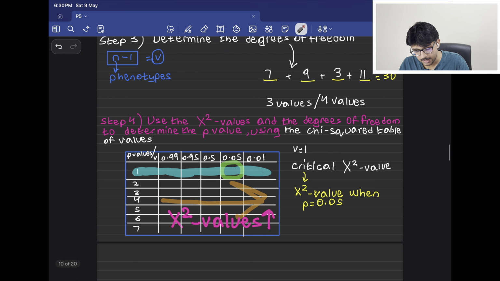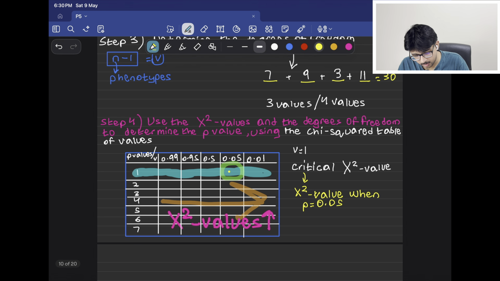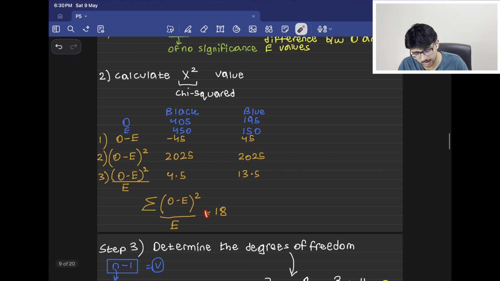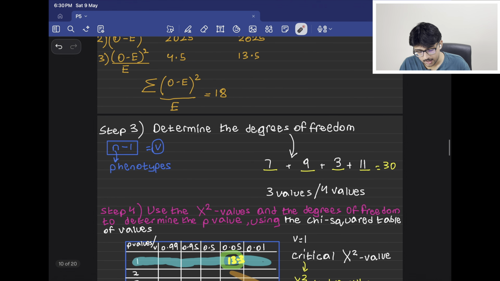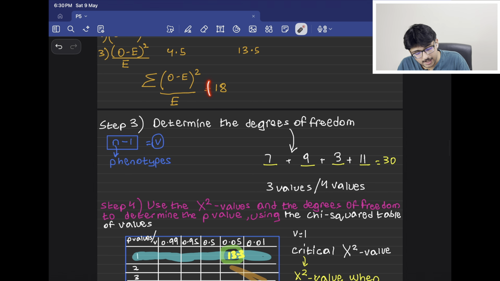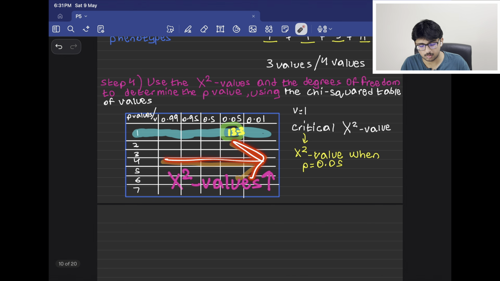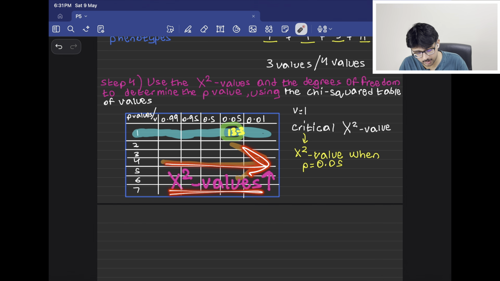Now, what do you have to do? Let's say the value here was 13.3. I'm making up random values. What value did you have? 18. Now, if you want to go to 18 from 13.3, you're gonna have to increase, right? You're not gonna go backwards, you're gonna go forwards. How do you go forwards? By going to the right. Because when you go to the right, the chi-squared values increase, right? The only way you're gonna go from 13.3 to 18 is if you go to the right. If you go to the left, you're gonna be less than 13.3. So you have to go to the right.